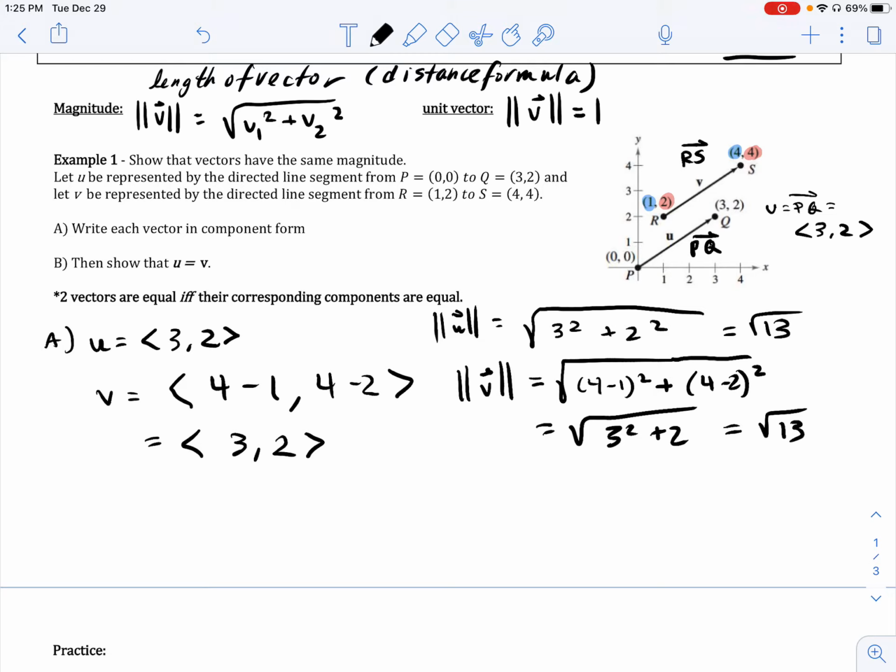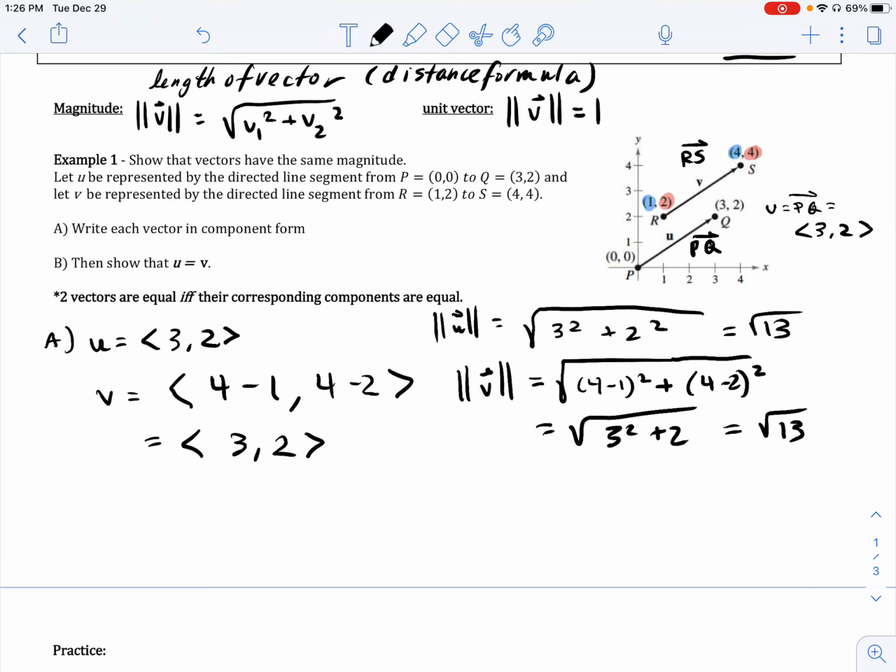The next thing we'd also want to show is that their angles are exactly the same. We haven't discussed that yet, and we won't for a little bit, so don't worry about that right now. But just understanding that two vectors that have the same component form, we would then say that these two vectors are equal to one another. So vector u and v are equal.